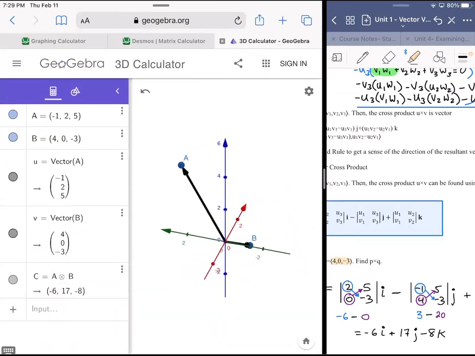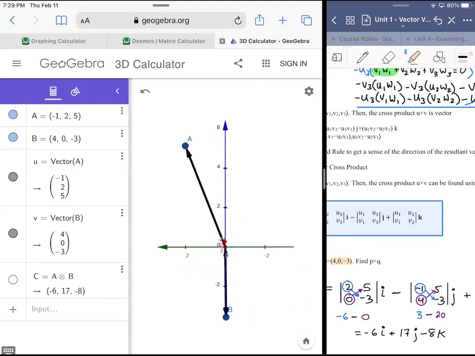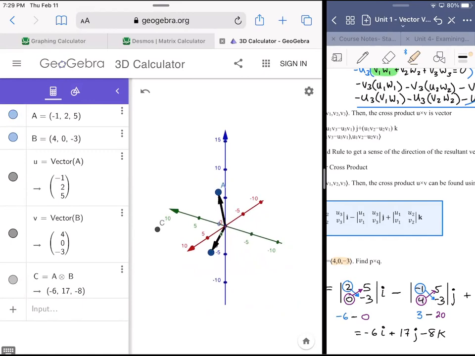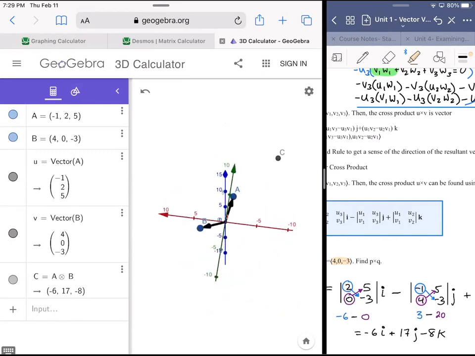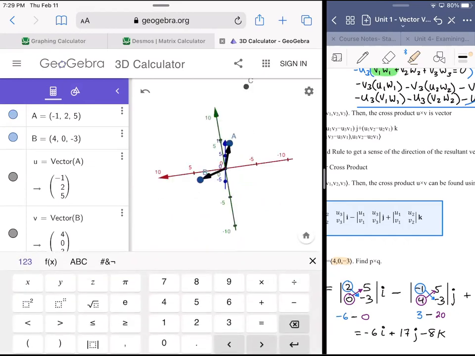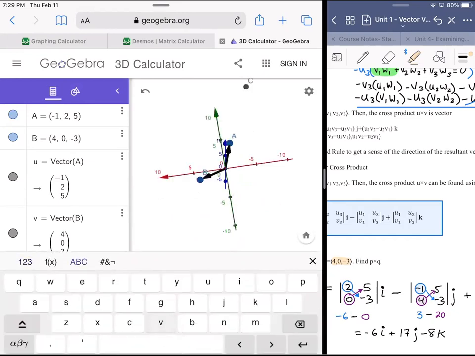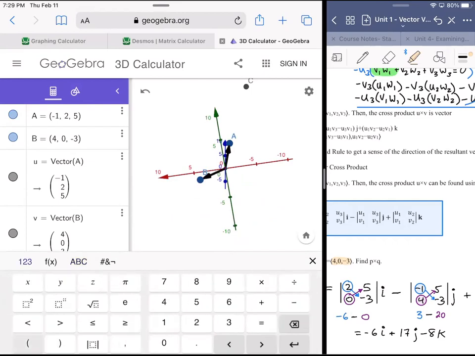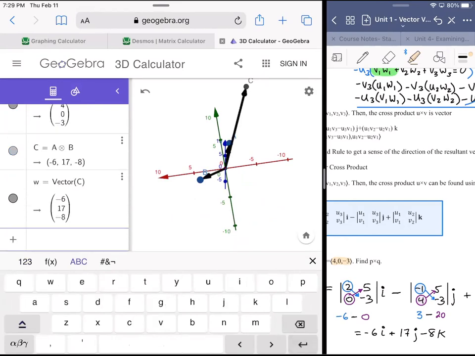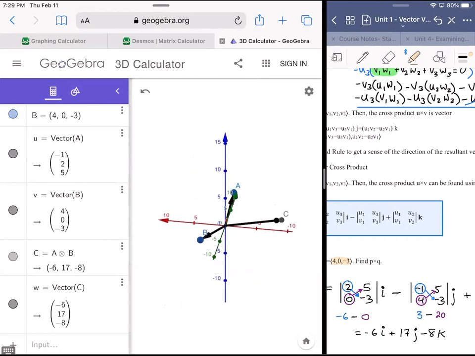It doesn't appear to have plotted it though. If it did, it may have just plotted the point. So it gave us the cross product as a point. That's okay. So if I actually want to see it in action, I'll type in vector. And then I'll tell it vector C and let it create the vector going to that point.